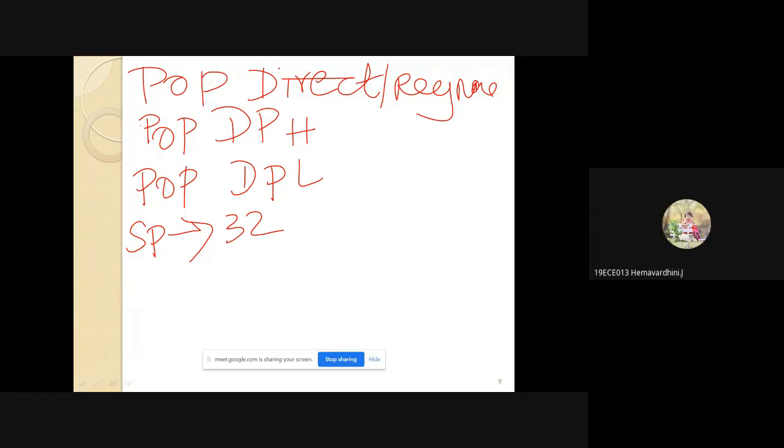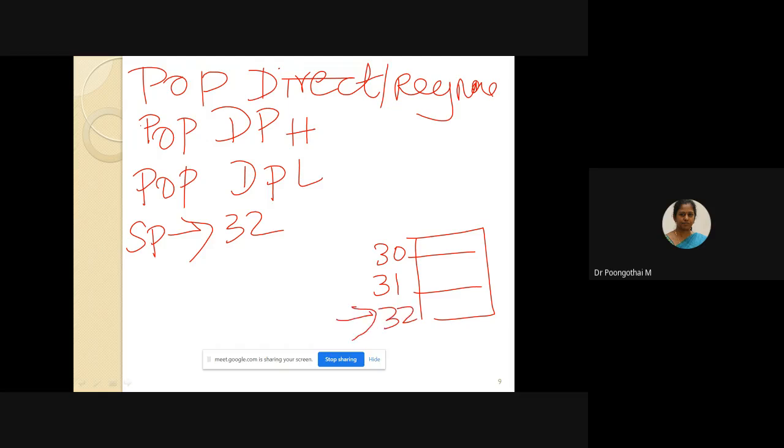First, get the value and decrement. Get the value and decrement. So let's consider this is 30, 31 and 32. This is your top of stack memory. In 32 we have 01 and in 31 we have 23. So what is the top of the stack now? Currently the stack pointer is pointing to which memory?